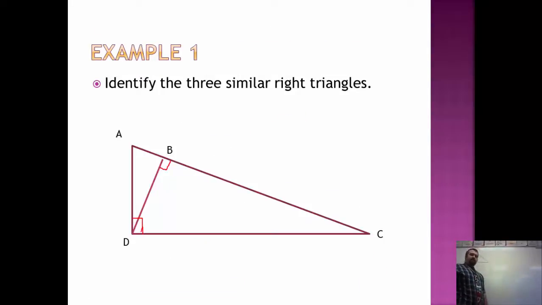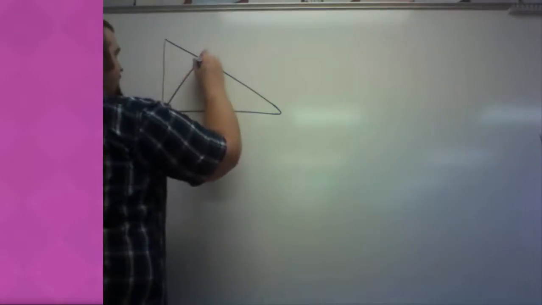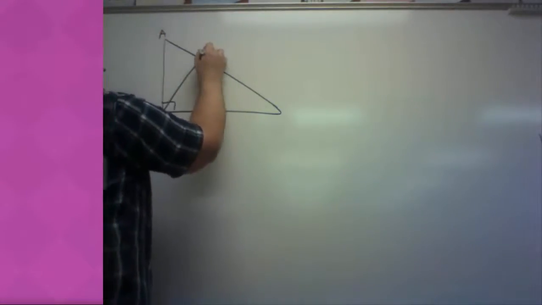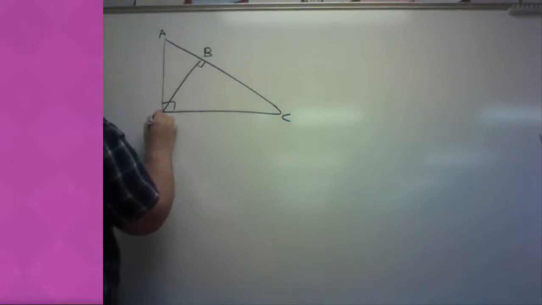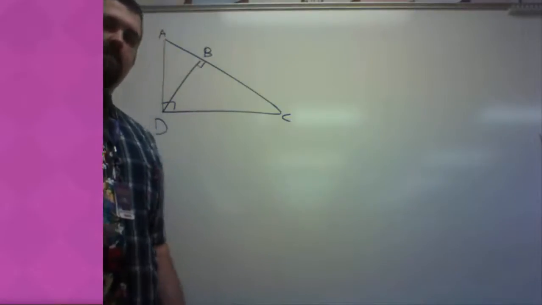In example 1, what I want us to do is take a triangle and name the three triangles that are similar in it. So, first of all, redraw your triangle. In a problem like this, I always find that a visual aid helps. So even after I redraw my original triangle, I'm going to draw three more triangles.